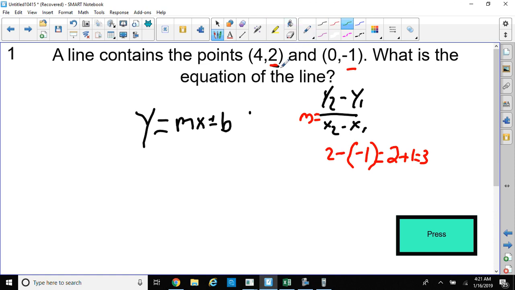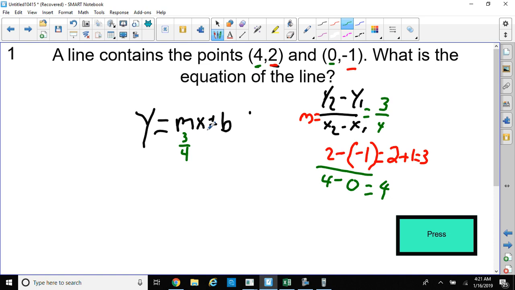All right, let's deal with the x-coordinates now. We'll start at this first one again because we started with the 2 first for the y-coordinate. So now let's start with the 4. 4 minus our second x-coordinate, which is 0. So 4 minus 0 is 4. So our fraction for the slope is: the difference between the y coordinates was 3, and the difference between the x coordinates was 4. So we have our m, or our slope, of 3/4.